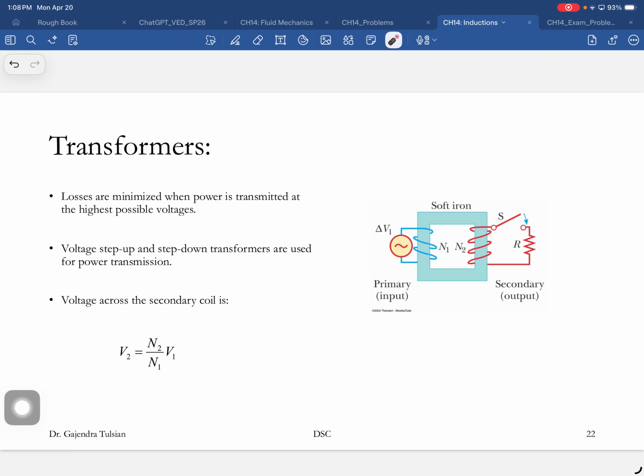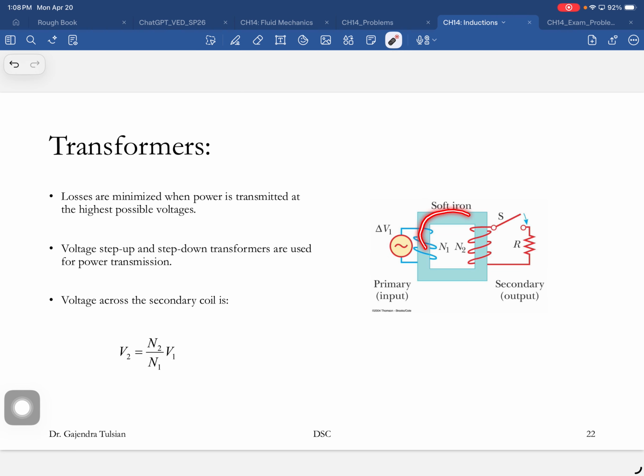So now we'll consider one of the more important applications of mutual inductance. Okay, so here's the deal. This is the symbol for an AC source. You take an AC source and pass this AC current through this coil.